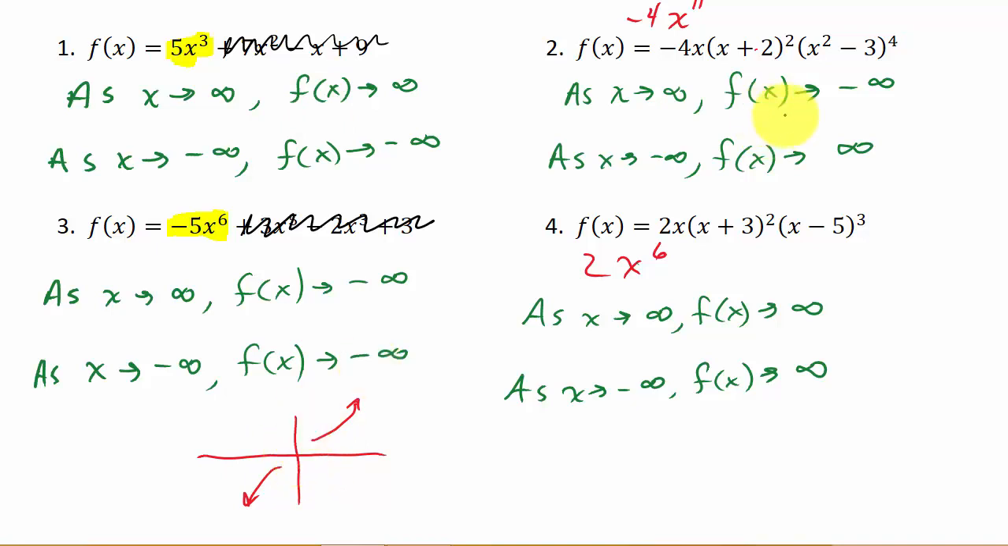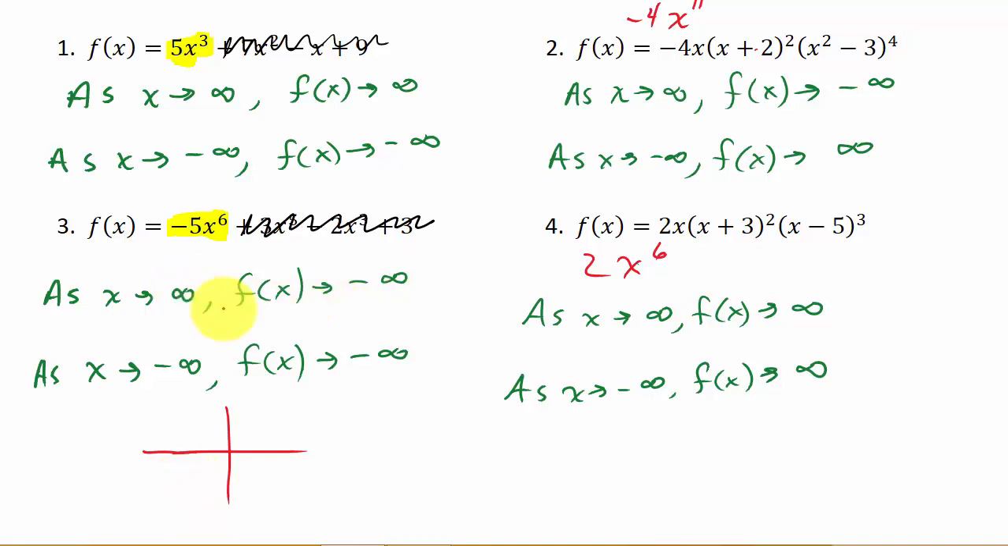Okay, and then same thing up here for number 2. Look, if we did number 2, we'll do it real quick. As x goes to infinity, f of x goes to negative infinity, so that would look like that. As x goes to negative infinity, f of x goes to positive infinity, and so that one would look like that. Okay, and then for number 3, we'll just do these real quick.